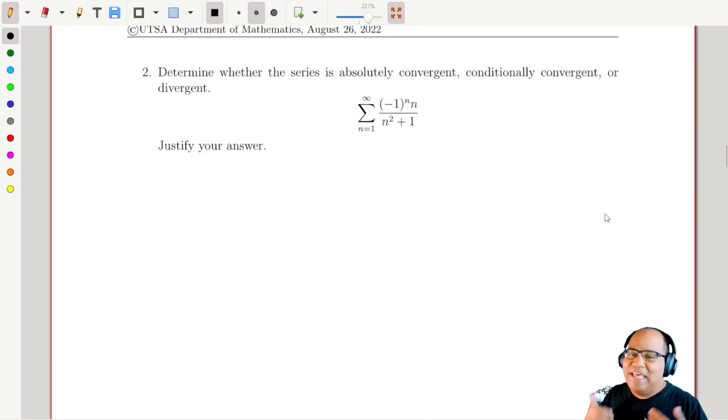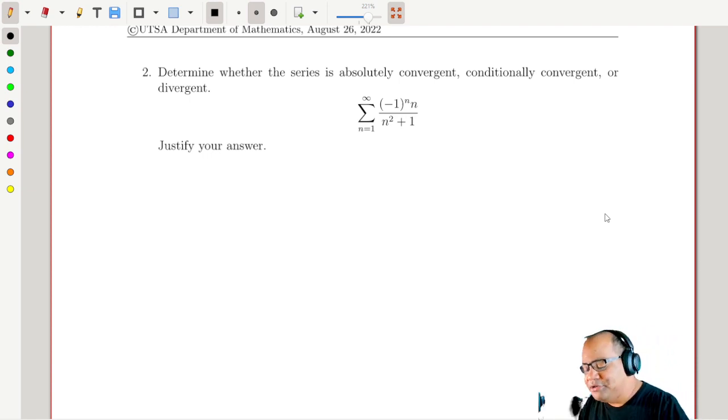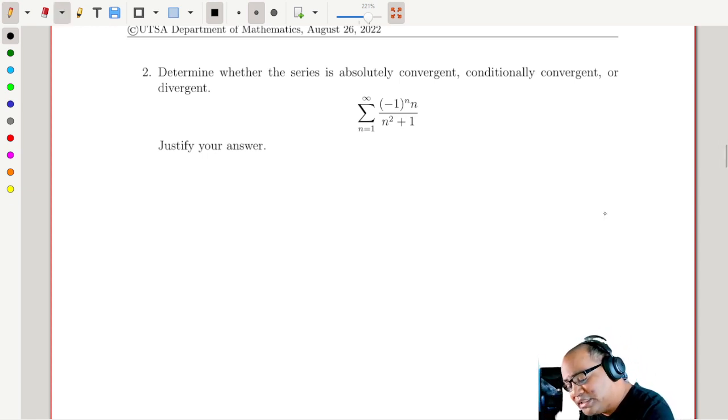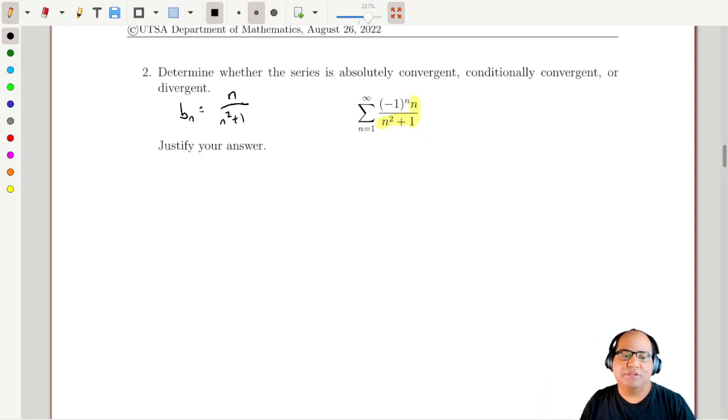Again, same kind of thing. Absolutely convergent, conditionally convergent, or divergent. And here we already have the sum written out for us using the sigma notation. Okay, -1 to the n times n over n squared plus 1. Okay, so this is indeed an alternating series. Let's go ahead and try to identify what our helper sequence would be. And here, just as before, we're going to look at the not alternating bit. So everything I'm putting in yellow, our helper sequence here, Bn, is n over n squared plus 1. Okay, n over n squared plus 1.